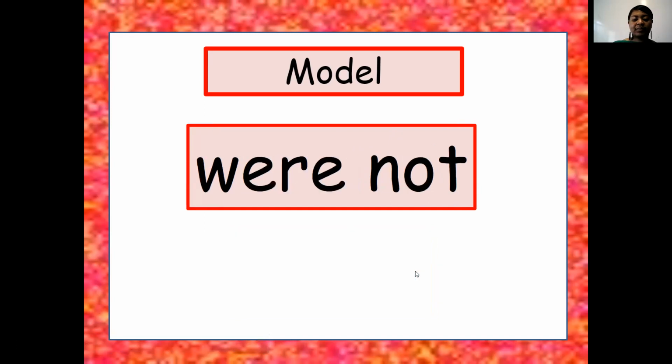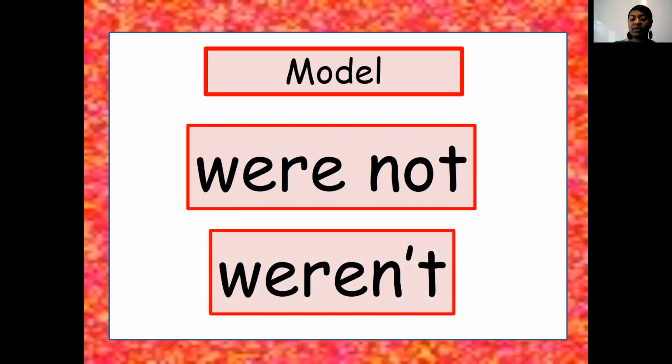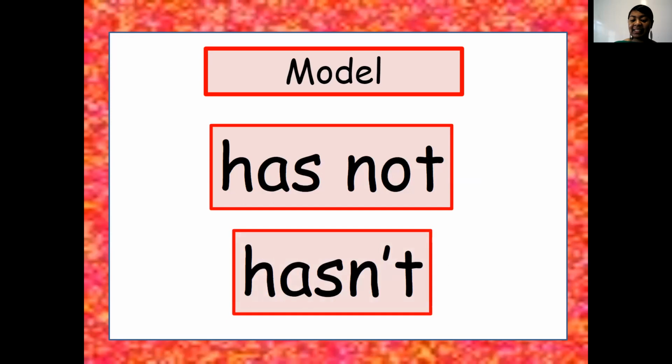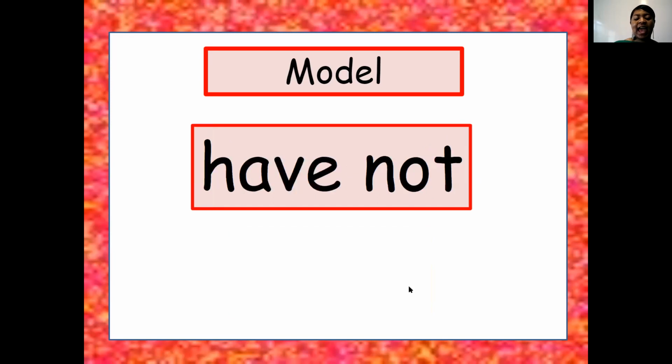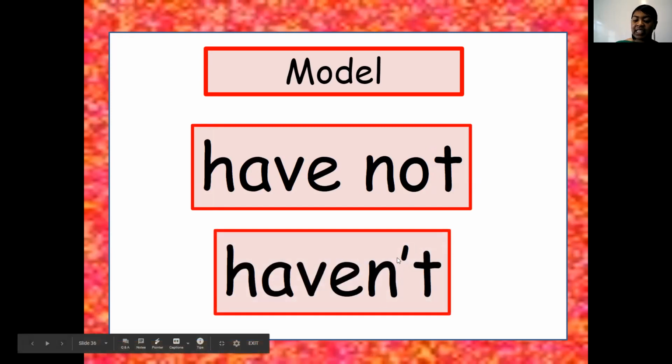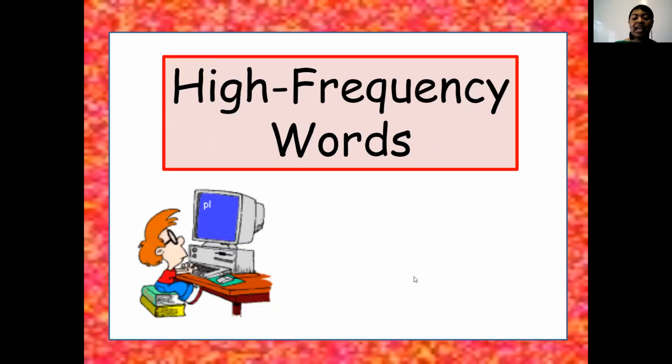Were not. Weren't. So I bring the N over and I have my apostrophe T. Has not will become hasn't. I bring the N over. I replace the letter O with an apostrophe. The word is hasn't. Have not. Haven't. The N comes over so it can be one word. The apostrophe takes the place of the letter O. The word is haven't. Let's look at our high frequency words.